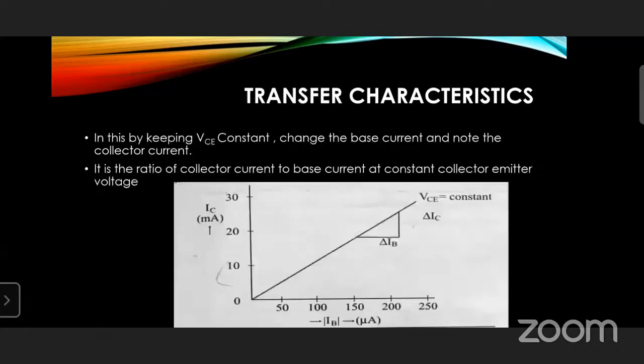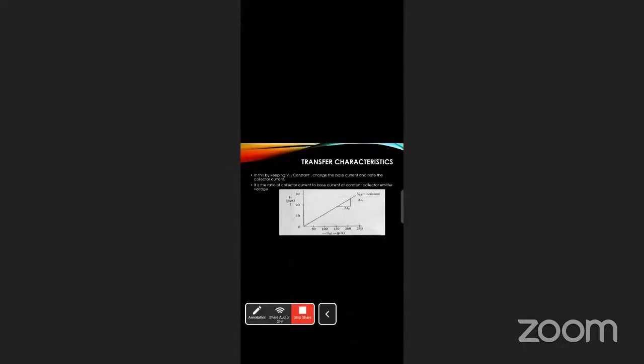Then third is the transfer characteristics. In this, by keeping VC constant, change the base current and note the collector current. It is the ratio of collector current to base current at constant collector emitter voltage. Now, we will see the demonstration of this experiment.